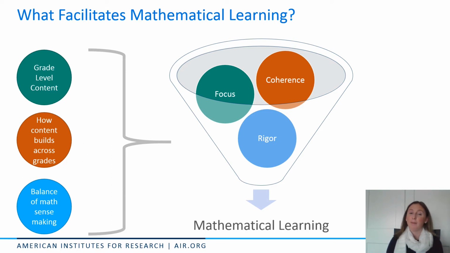At this point, I hope you're pretty familiar with the 3 major shifts that occurred when we adopted the Common Core State Standards for mathematics. They're related to focus, coherence, and rigor. Focus referring to the content that is emphasized at a particular grade, coherence being how the content builds across the grade levels. And remember, it's important for math instruction to be coherent so that students can make sense of math and see how it is connected as they progress through the grades. And rigor referring to a balance of math sense making.